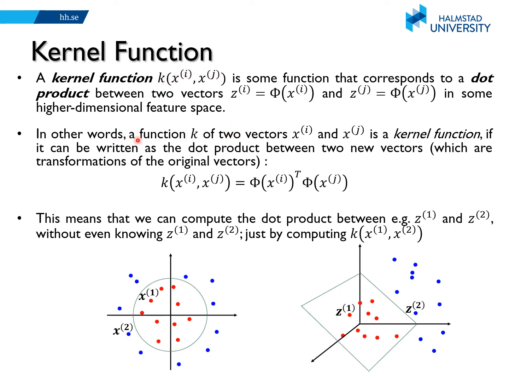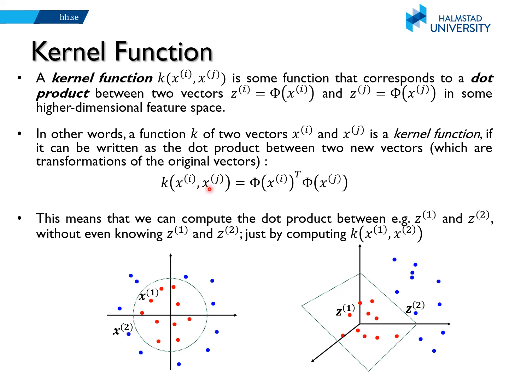So to define a kernel function, it is just a function k of two vectors, xi and xj. And this function is called the kernel function if it can be written as the dot product between two new vectors. And these two new vectors correspond to the transformation of the original vectors. So k of xi, xj is called the kernel function if it can be written as the dot product between two new vectors. The first vector depends on xi, and the second vector is a mapping of xj.